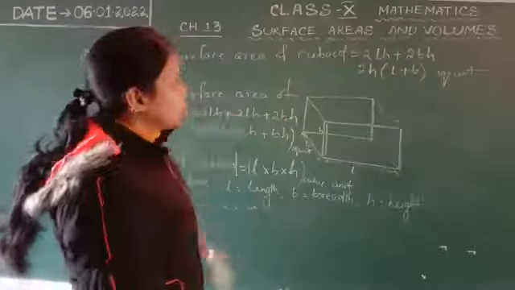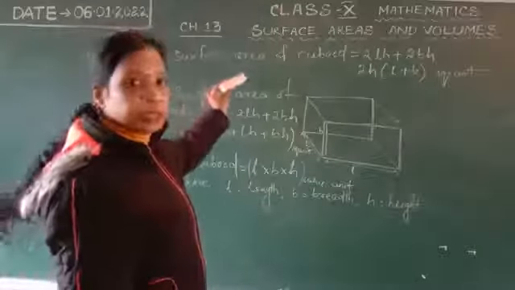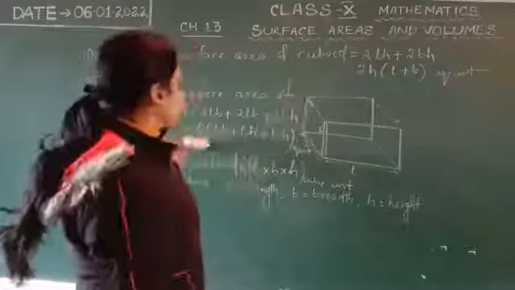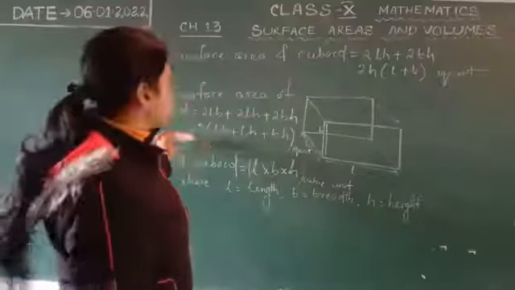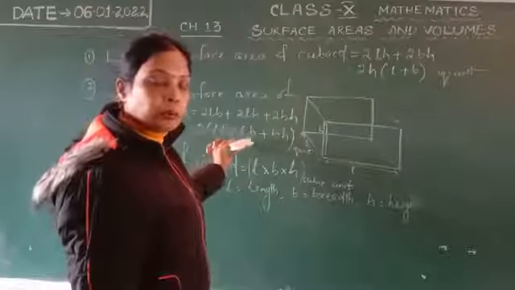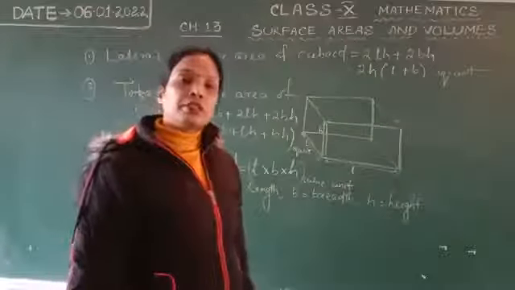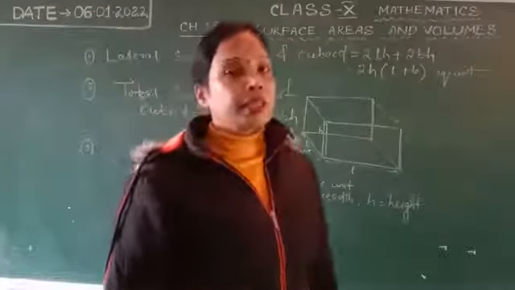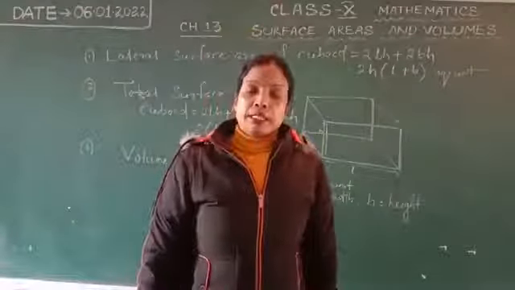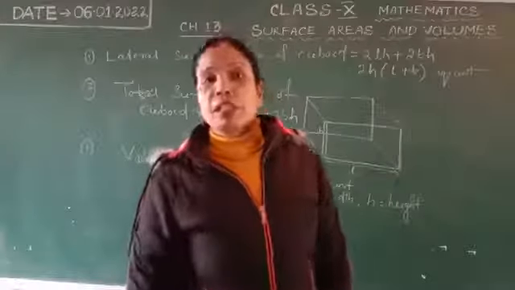Okay, so these are the 3 formulas of a cuboid. First one is the lateral surface area, 2H into length plus breadth. The total surface area of a cuboid is 2 into length into breadth plus length into height plus breadth into height. And the volume of a cuboid is equal to length into breadth into height, cubic unit. Okay, then the next solid, or 3-dimensional shape, is a cube.